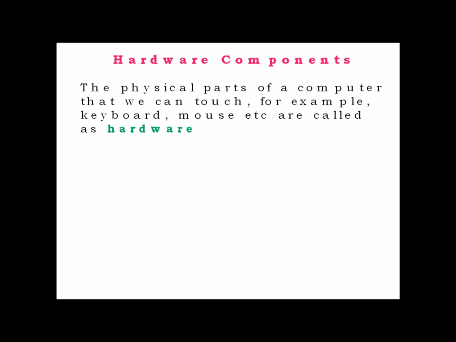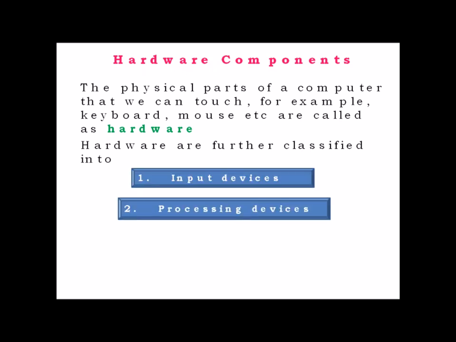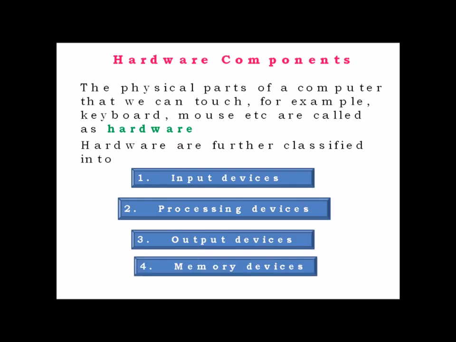Hardware components. The physical parts of a computer that we can touch, for example keyboard, mouse, etc., are called hardware. Hardware is further classified into input devices, processing devices, output devices, and memory devices.